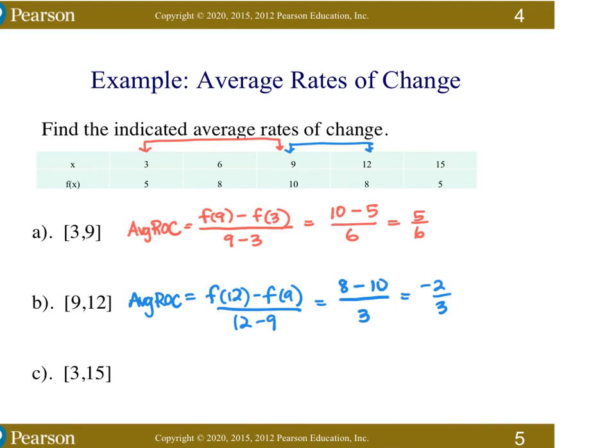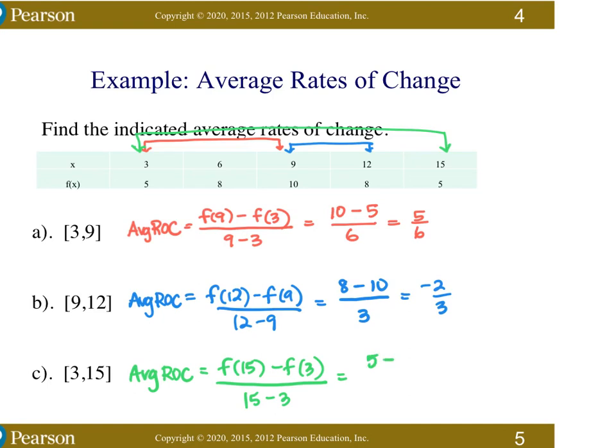So let's go 3 to 15, which would be the entire interval that we've got. So the average rate of change over the entire interval: f of 15 minus f of 3 over 15 minus 3. So f of 15 is 5. f of 3 is also 5, over the 12, so I get 0 over 12, which is 0. That means the average rate of change over the whole interval was 0.